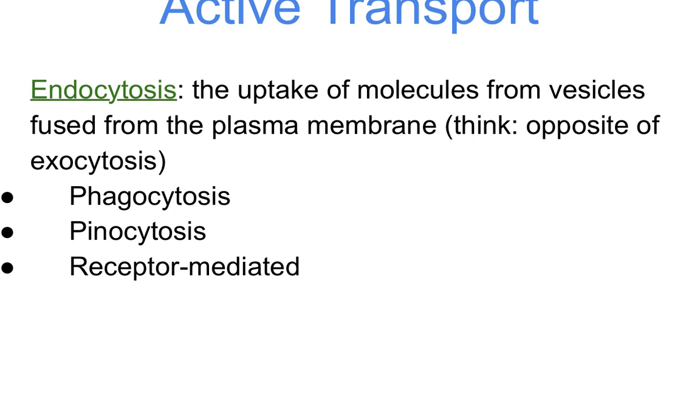Endocytosis, the uptake of these molecules from vesicles, happens in the same fashion, where the vesicle wall itself will fuse to the plasma membrane and the cell will intake things. They can be pinocytosis, which is like a fluid movement, or phagocytosis, which refers to solids.